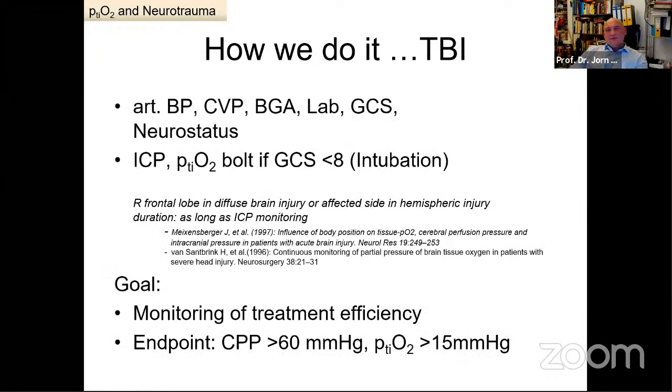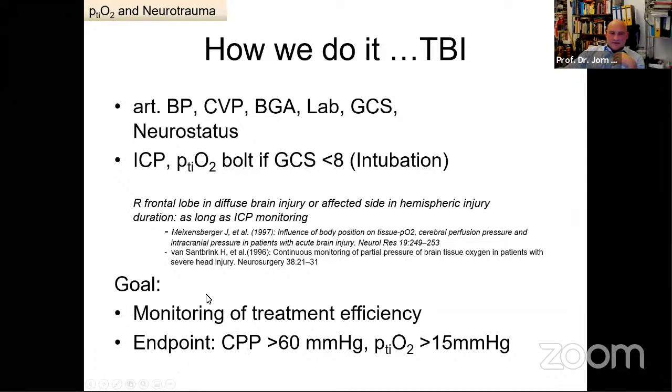So this is how we do it in traumatic brain injury patients. We measure the normal measurements, blood pressure and so on, which are normally done on an intensive care unit, and we add an ICP and a PO2 monitoring device if the GCS is below 8 and the patient is intubated. And if we don't have a specific site we want to go to because we do see, like, a subdural or a specific area that is injured, we use the right frontal lobe to insert the probes.